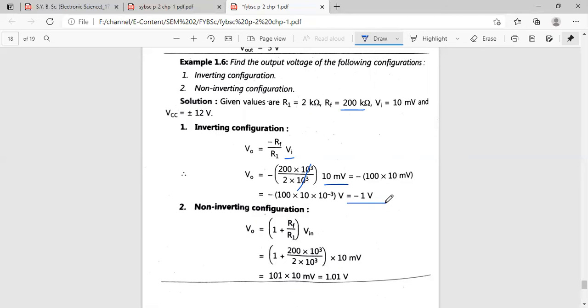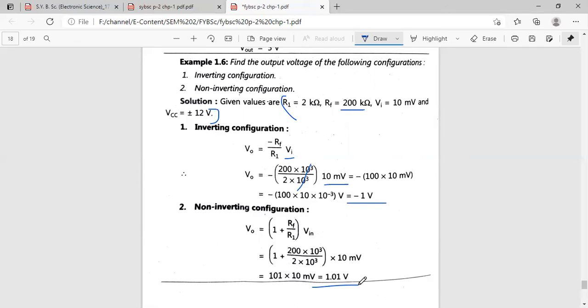Okay. Now we have to use the same values and find the output for the non-inverting mode of the amplifier. What is the formula for the non-inverting amplifier? It is V out is equal to (1 + RF upon R in) into V in. Again, what is the value of RF? 20 kilo ohm. What is the value of R in? 2 kilo ohm. And what is the value of V in? 10 millivolt. If you perform this calculation, you will get the answer as 1.01 volt.